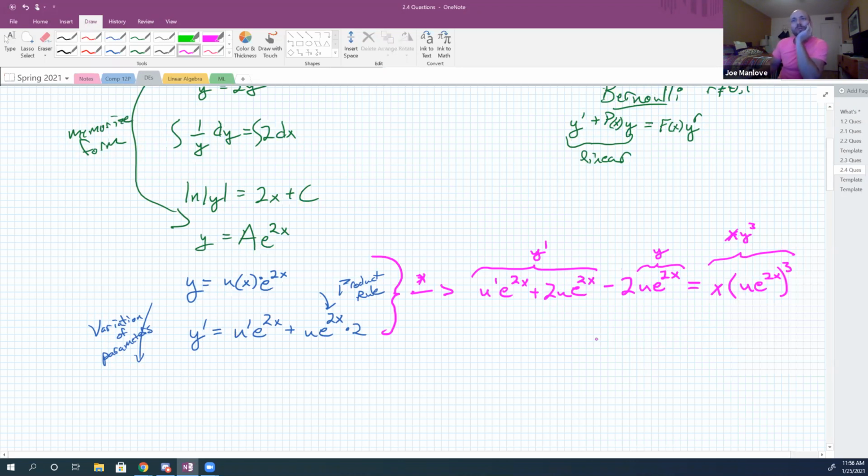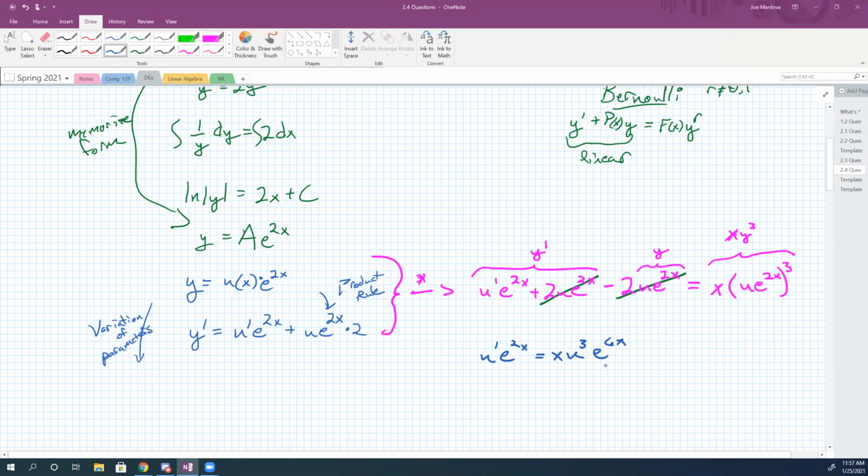Okay. Now, I'm going to notice that some stuff cancels, and this is the beauty of variation of parameters, is that stuff always cancels here. So these guys are going to cancel against each other. And then I'm going to be left with u prime e to the 2x is x u cubed e to the 6x. Guys good with that? Okay, next step. What's next?